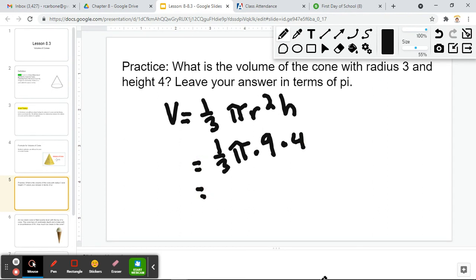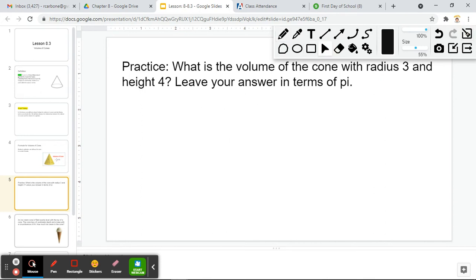Well, I'm just going to multiply the 1/3 times 9. 1/3 times 9 is 3. So we get 3 pi times 4. And then lastly, 4 times 3 is 12. So I get 12 pi. Quick review of what we did there: I just plugged in my numbers for what I did know and what I didn't know to start, and then we just multiplied all the way through.